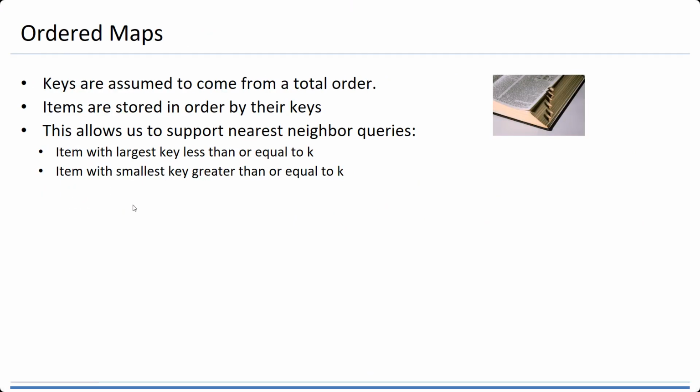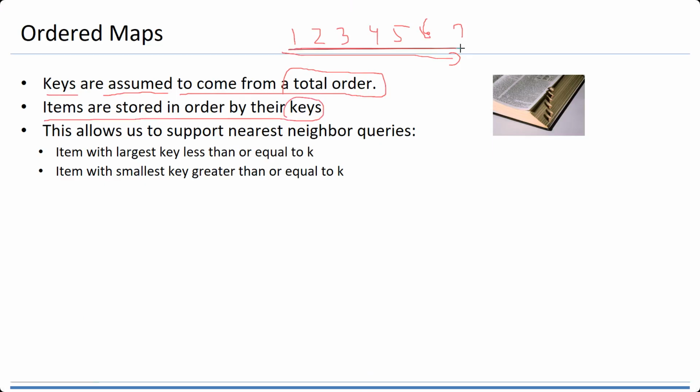In the order maps, we assume the keys form a total order. Maybe the simple way to say total order is using numbers like 1, 2, 3, 4, 5, 6, 7. So this is a total order. And then items are stored in order by their keys. So we want to check the keys, and with the total order relation, we will set the key.